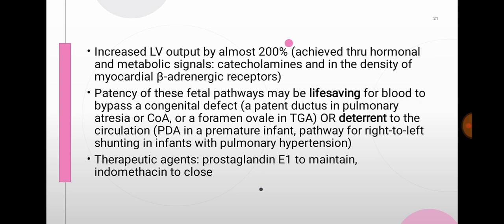So what do we do when we need to maintain this patent ductus arteriosus? We give prostaglandin E to maintain it open, and then we give indomethacin if we need to close it. So when do we need to close it? When the patient is a preterm and has pulmonary hypertension.